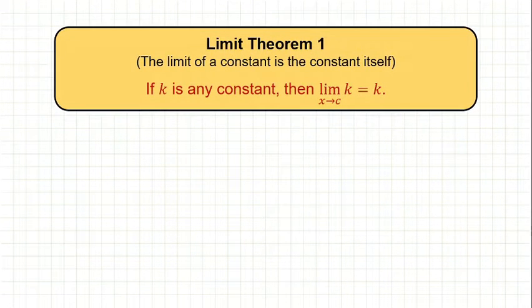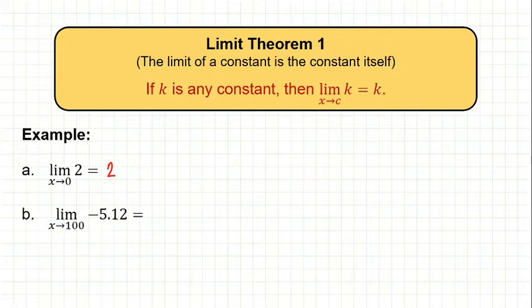According to this theorem, the limit of a constant is the constant itself, or if k is any constant, then the limit of k as x approaches c is equal to k. As long as you have a constant, the answer will always be the constant itself. Example, the limit of 2 as x approaches 0. Whatever the value of c here, if we have a constant, the answer will always be the constant. And since we have 2 here, and that is a constant, the answer will be 2, right?